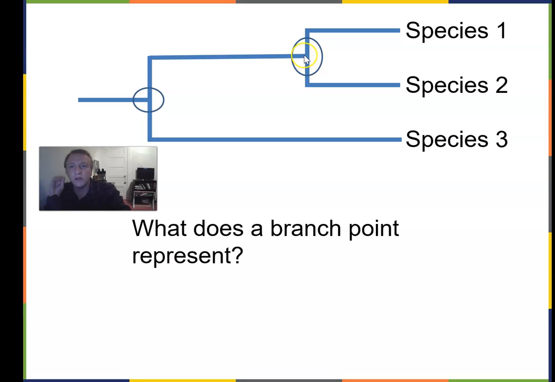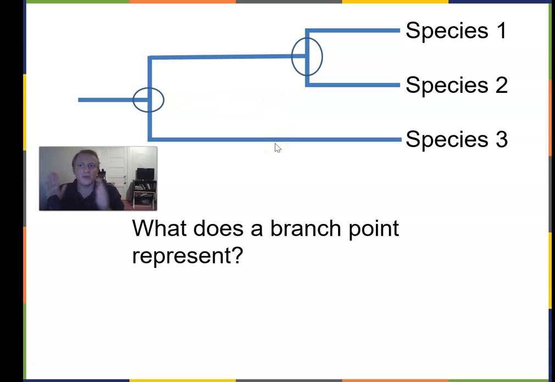So there was some organism here, some population that is the common ancestor of species 1 and 2. Okay, this is their common ancestor. So then you could ask, well, what's the common ancestor between species 1 and species 3? Well, that's all the way back down here. And in this particular tree, this is what is called a root. It is the common ancestor of everything on this tree, and that is called a root.